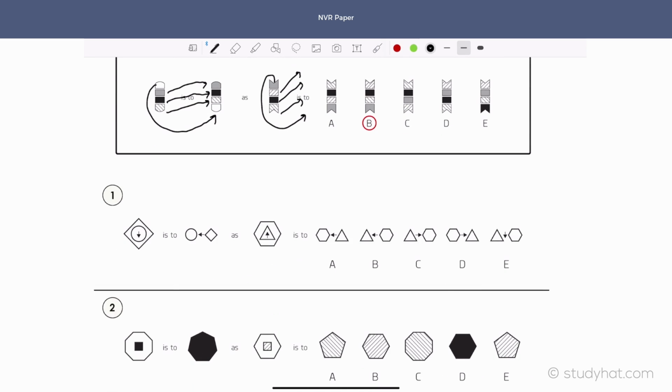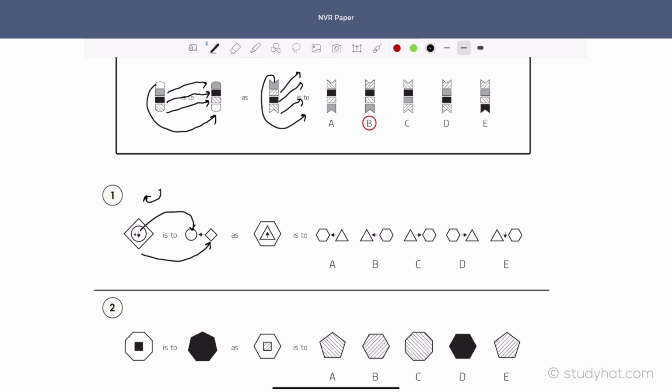Okay, question 1. What's happening over here? We can see that the shape on the outside, the diamond shape, has moved to the right. And the shape on the inside, the circle, has moved to the left. And the arrow has gone 90 degrees clockwise. Okay? So let's do the same thing to this one. So we want this shape, the outer shape, to go to the right. So we want the hexagon to go to the right.